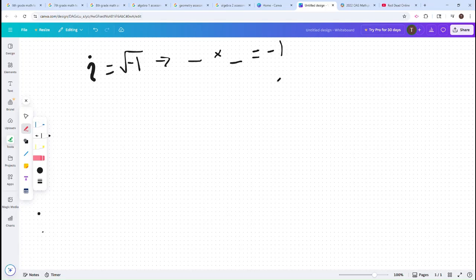Well, it's not 1 because 1 times 1 is 1. It's not even -1 because -1 times -1 is 1. So that's why we use this symbol i right here. If you multiply it by itself, which is i to the second power, well, that equals -1. And that's all we're going to deal with right now, just i to the first power and i to the second power.